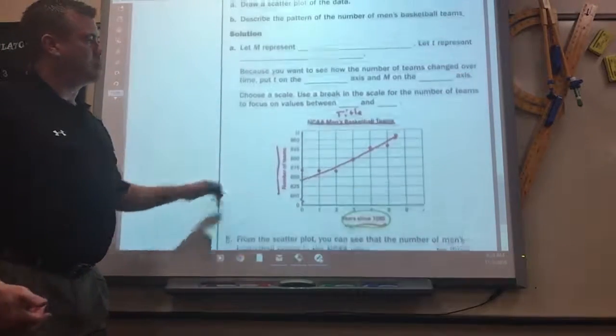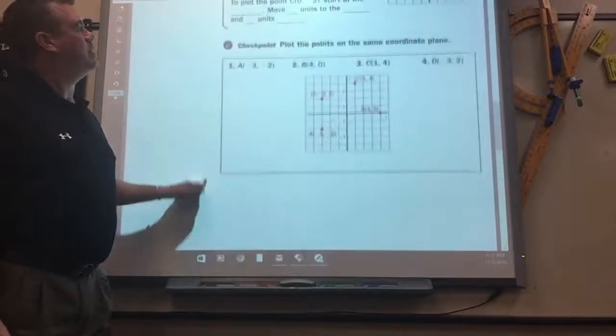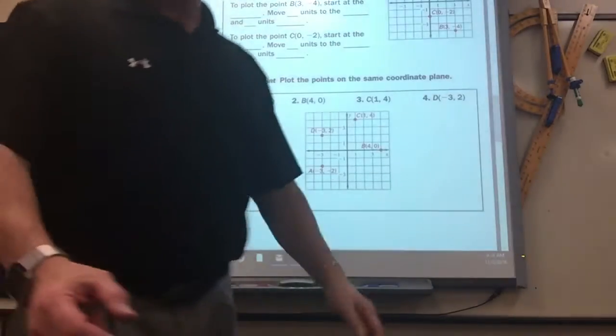So that's all we're doing today is we're making a couple scatter plots and we are plotting some points. Easy.